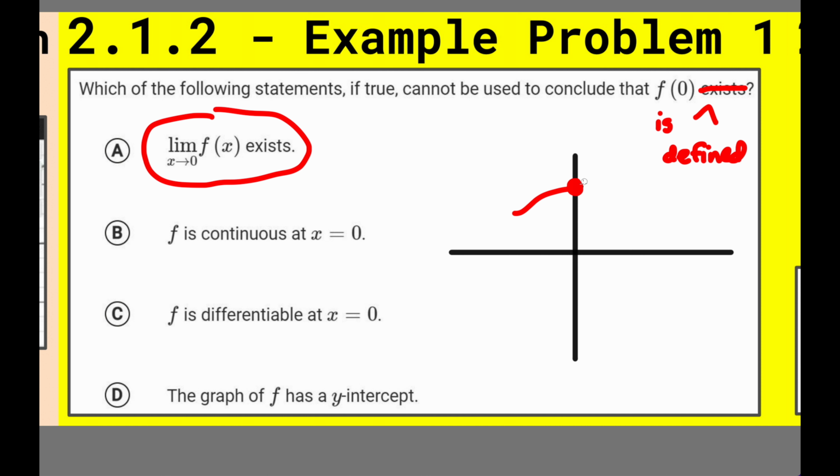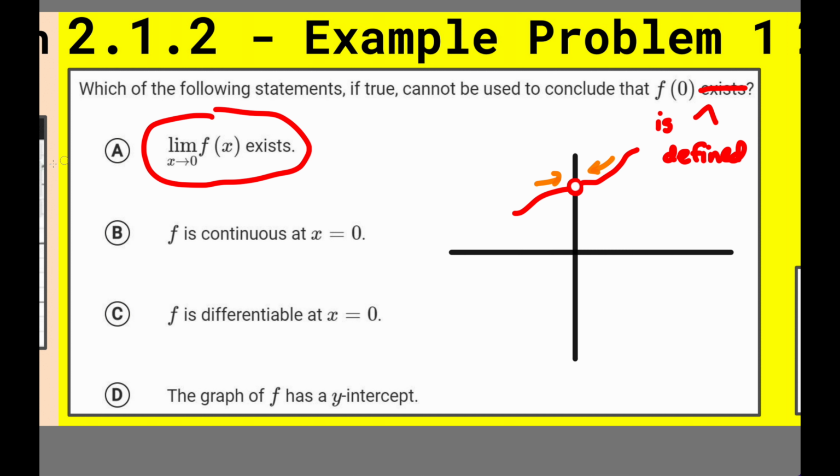Well, let's just break this down here. Here's a graph right here. The limit approaches both sides at 0, and it does show that f of 0 exists. However, I could have actually made this a hole, and it still would have worked. So this kind of gives away the answer right away. A is still true, and you cannot conclude anything about f of 0.